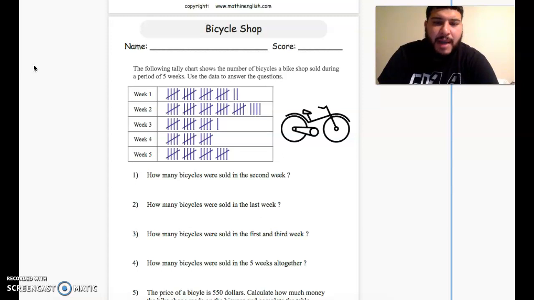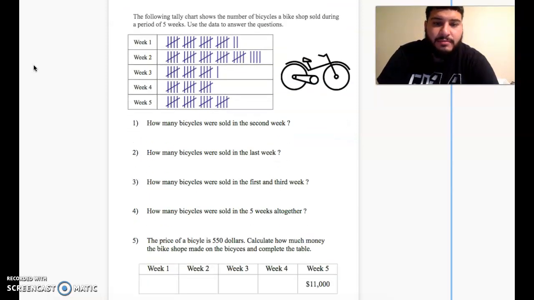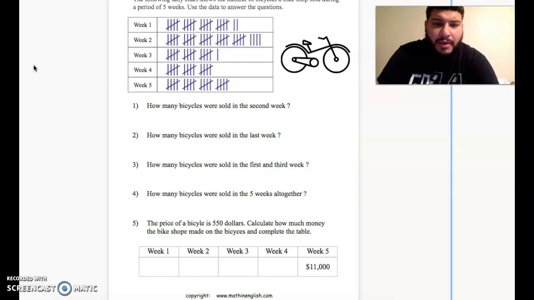Next activity, bicycle shop. The following tally chart shows the number of bicycles a bike shop sold during a period of 5 weeks. Use the data to answer the questions. Number 1. How many bicycles were sold in the second week? Number 2. How many bicycles were sold in the last week? Number 3. How many bicycles were sold in the first and third week?